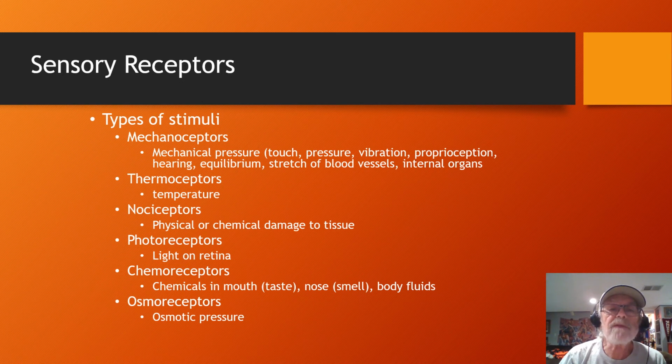A couple types of stimuli that we have: mechanoreceptors. Mechanoreceptors are receptors that pick up mechanical pressure, touch, pressure, vibration, proprioception, again, that position sense, hearing, equilibrium, stretch of blood vessels, internal organs. Something that's mechanical is picked up by receptors called mechanoreceptors. Obviously, thermoreceptors, temperature, because thermo means temperature. Nociceptors. Nociceptors detect physical or chemical damage to tissues.